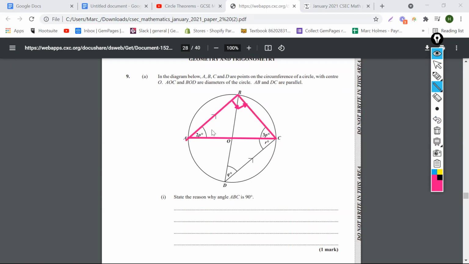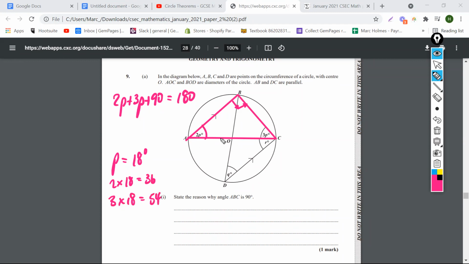And if here is 90 degrees, guys, then that means these two angles, 2P plus 3P plus 90, would be equal to 180. When we solve for that, we're gonna get P is equal to 18 degrees. So here is 2P, which is 36. 2 times 18 is equal to 36. And 3 times 18 would be equal to 54. So over here is 36 degrees. Over here is 54 degrees. Cool.